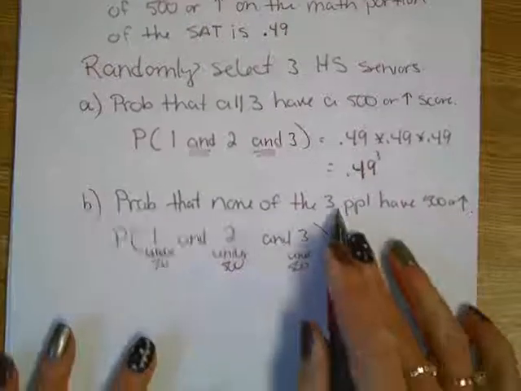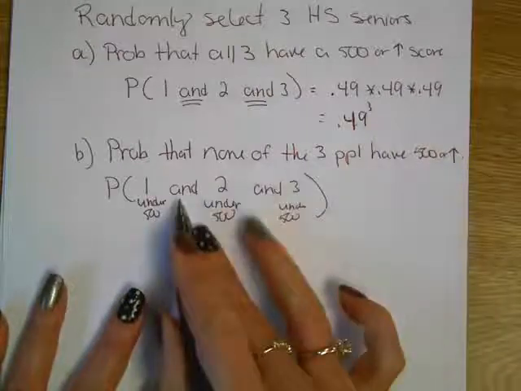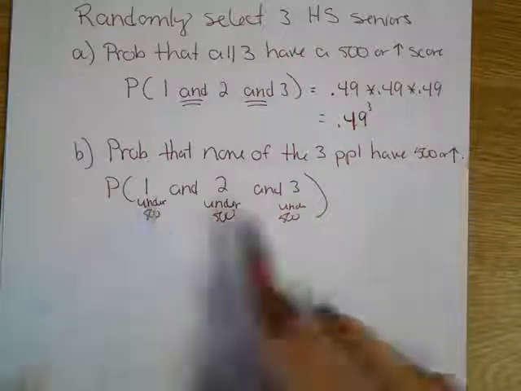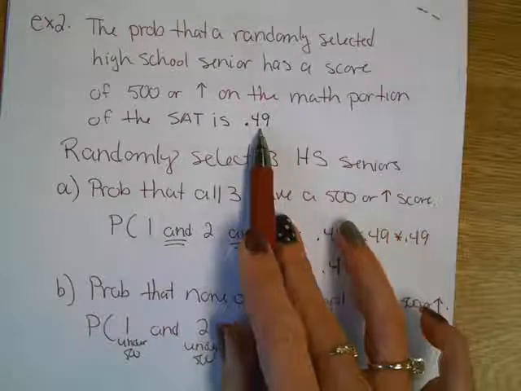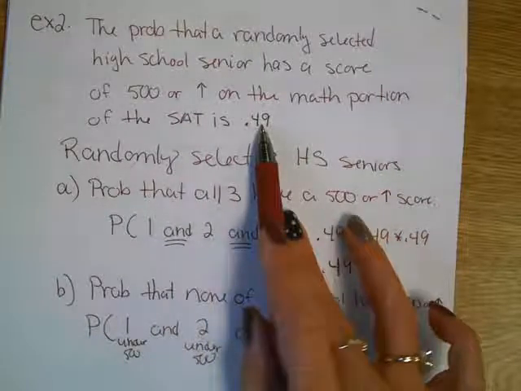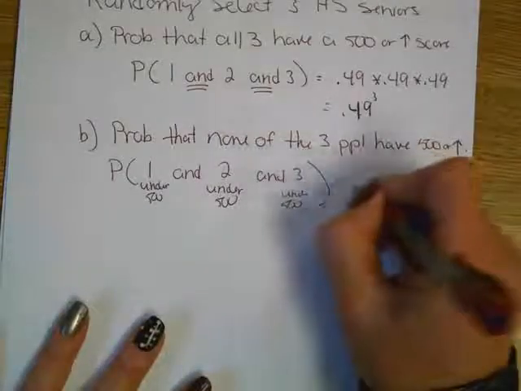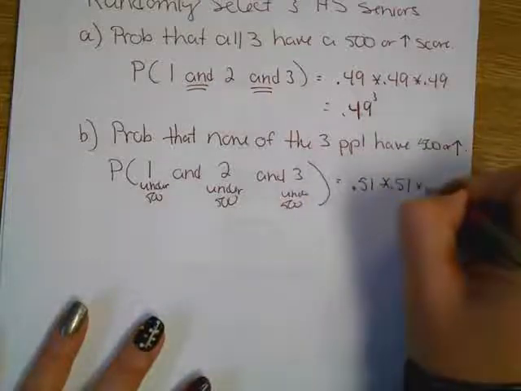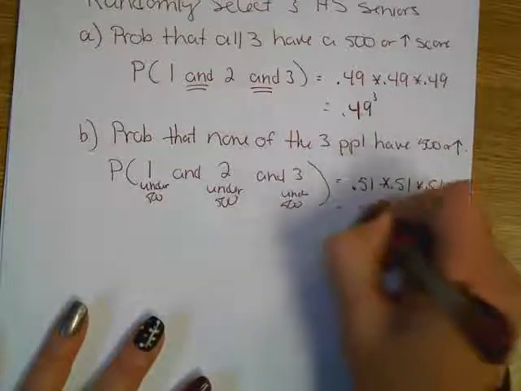So again, all 3 things having the same situation, that's an AND, I've got to multiply. Now I didn't give you the probability for under 500, but it's just the other side of the coin. So if 49% got a score of 500 or higher, then 51% were under the 500. So it's just going to be 0.51 times 0.51 times 0.51, or 0.51 to the third.